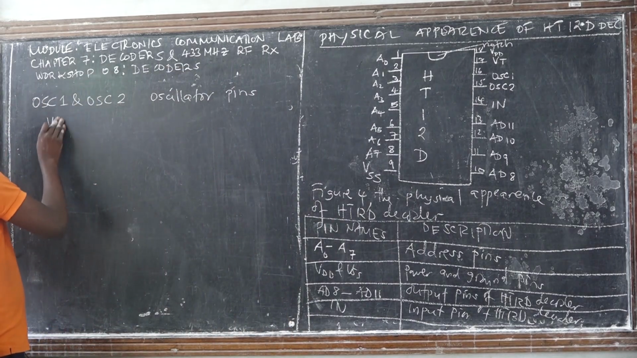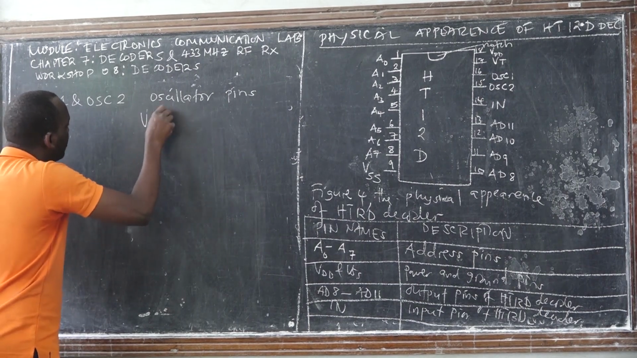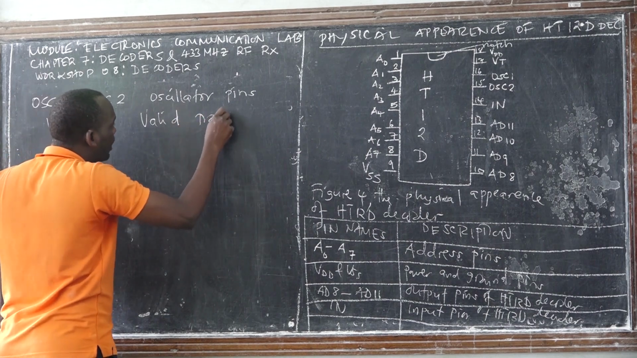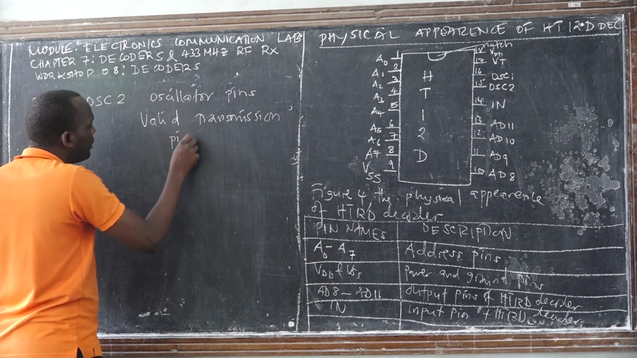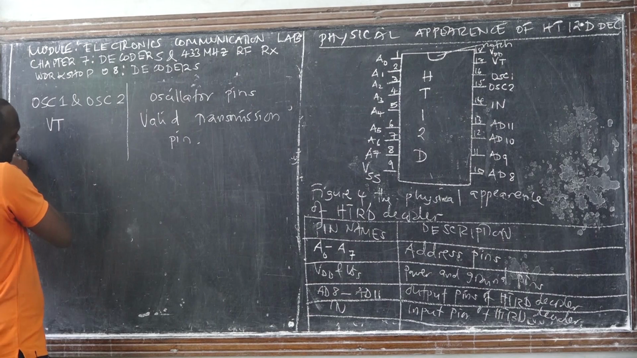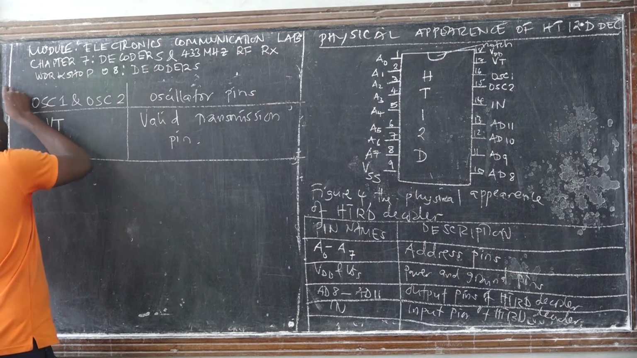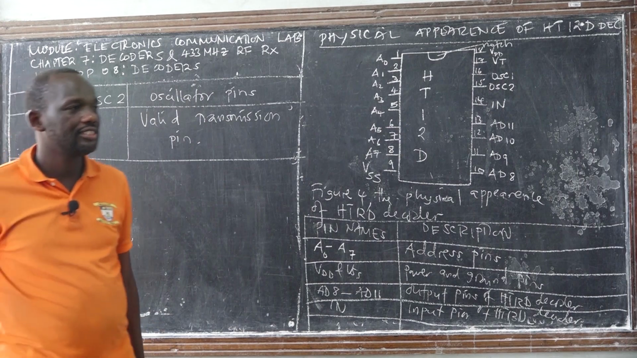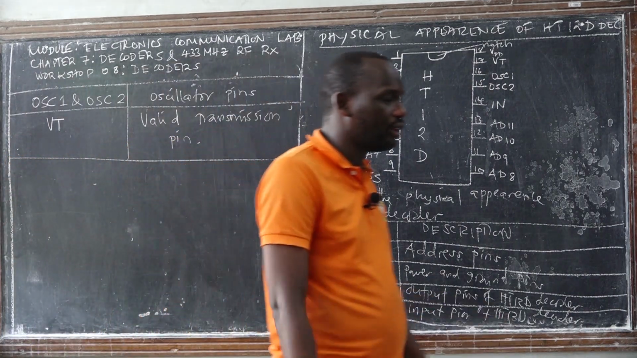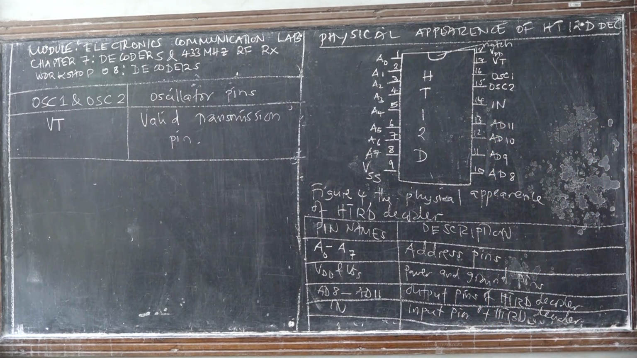Pin number 17 is called the VT. VT is the abbreviation of valid transmission. Valid transmission pin. Say valid transmission pin. Again, what is the valid transmission pin? It's a pin which is connected to the receiver.